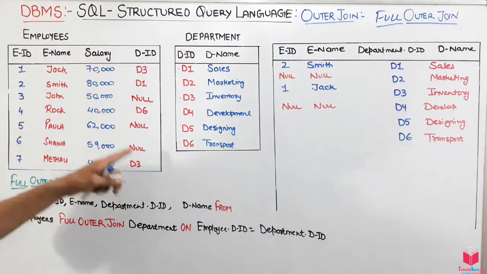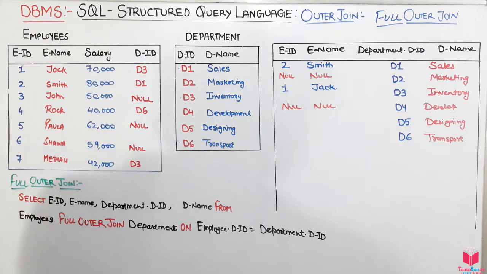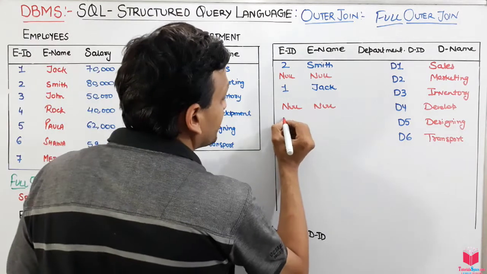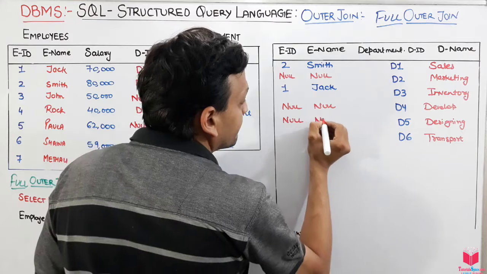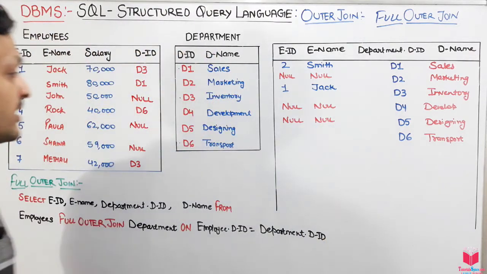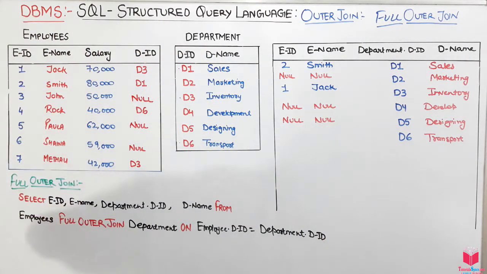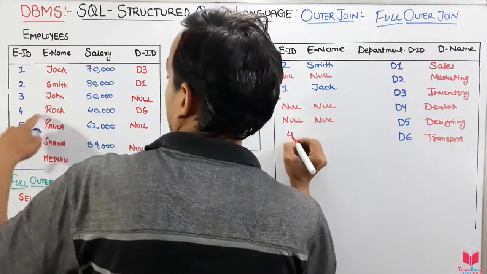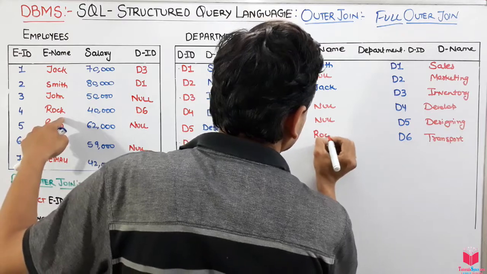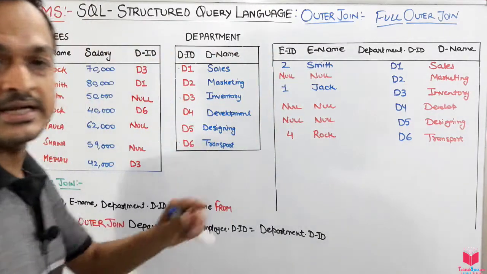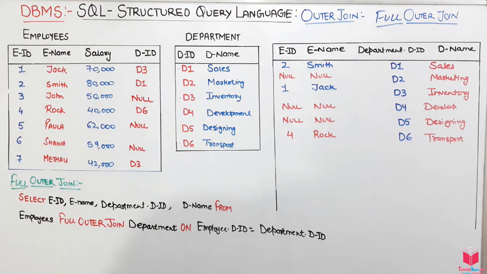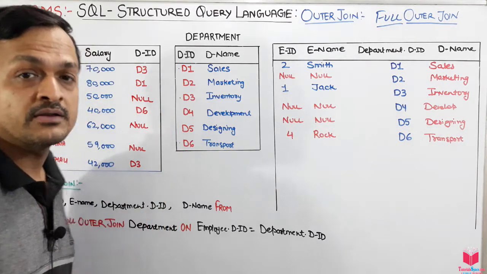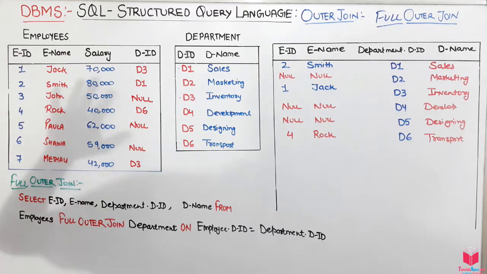After that D5. Where is D5? There is no D5. That means we will write null, null. After that D6. Is there any D6? Yes, there is a D6, with value 4, Rock. That is the right side taken. I will consider all the rows from the right side, but now we will consider those rows which have been skipped from the left side table.